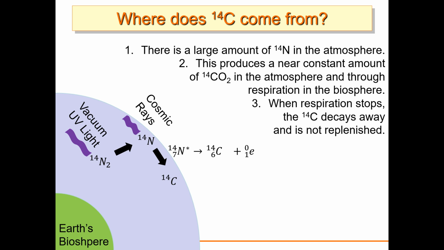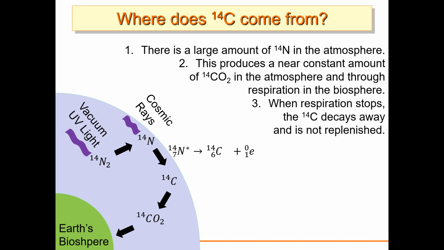And our atmosphere is reactive. It's got a lot of oxygen. It's an oxidizing atmosphere, and you know carbon will react with oxygen. So then that carbon-14 becomes carbon-14 CO2, and then through respiration gets captured in the Earth's biosphere. So this is a steady state process, meaning if the concentration of nitrogen in the atmosphere doesn't change and the solar wind doesn't change substantially, then we'll have a steady state of CO2 in the atmosphere that's carbon-14 and a steady state of carbon-14 in the biosphere.